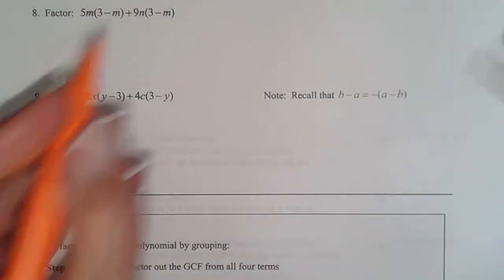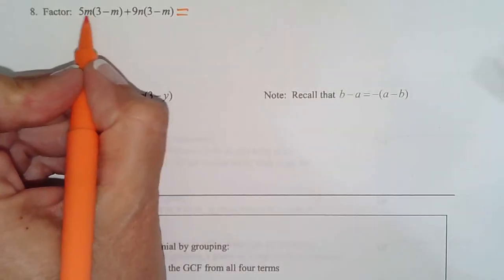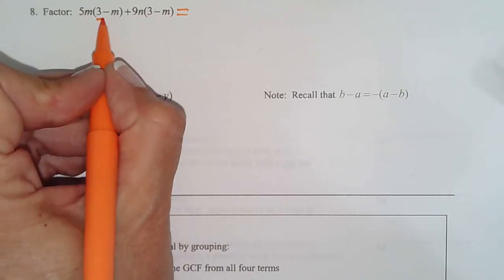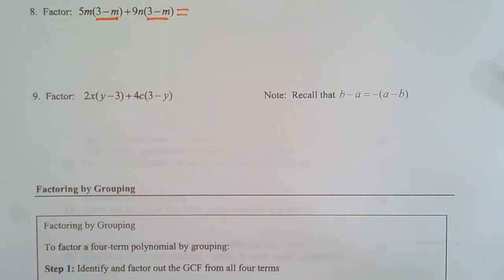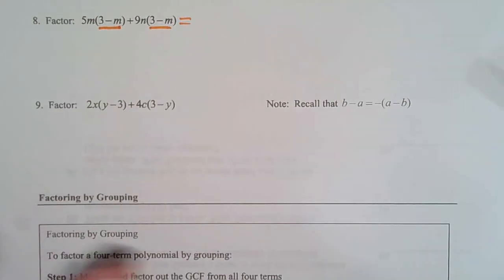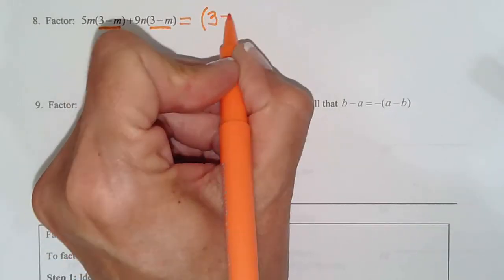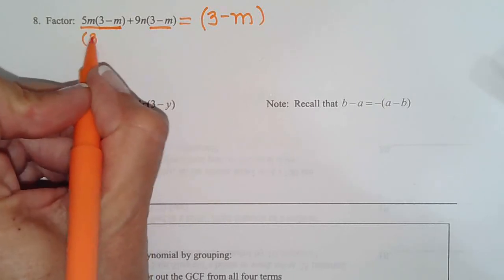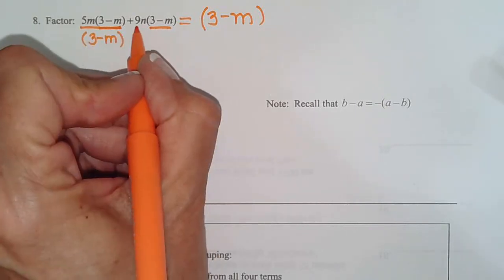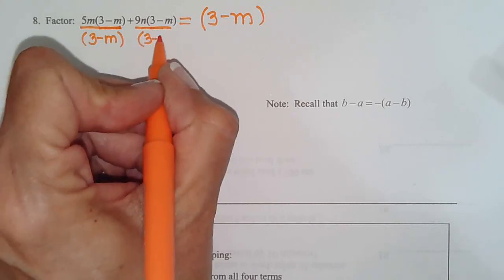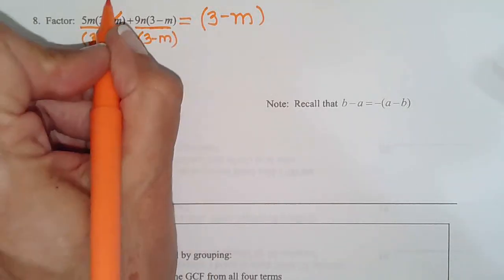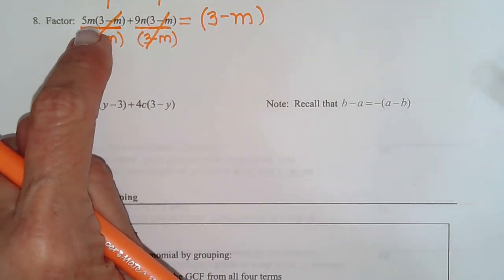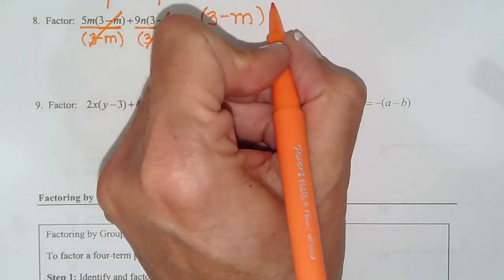Okay, so on 8, we have nothing common in front. 5 and 9 just have a 1 common, M and N don't. But we do have a common binomial. So we pull that binomial out in front, and because it is 2 terms, it has to be in parentheses. Then we divide each term by the GCF that we just picked. And then that turns to 1, that turns to 1. So what do we have in the second parentheses? 5m plus 9n.